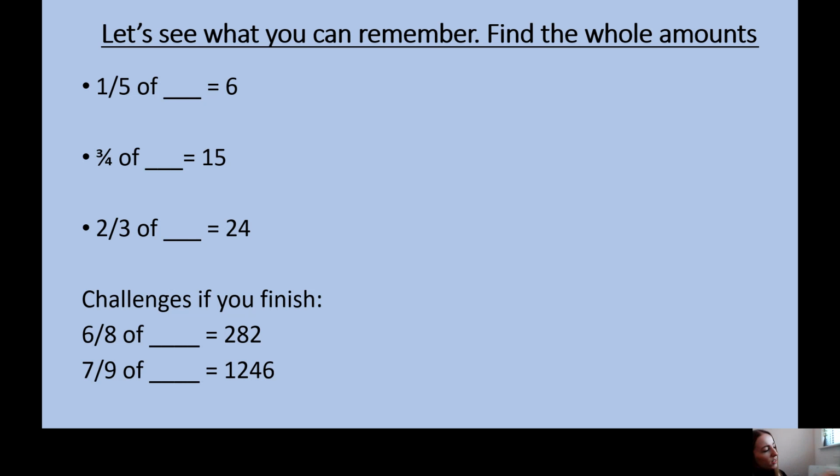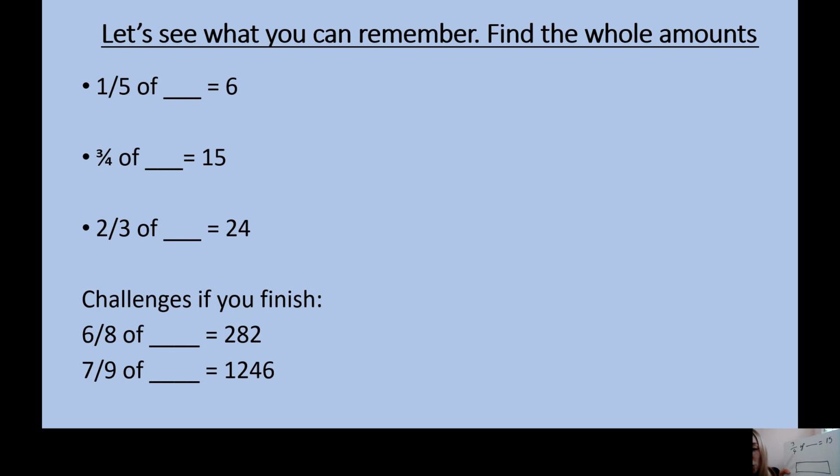The next question is slightly different because we now do not know the value of a unit fraction. We now know the value of 3/4. So we've got 3/4 of something equals 15. So do I know my whole amount yet? No, but I do know that 3/4 is worth 15. So 3/4 of something equals 15. So I'm going to draw my bar.